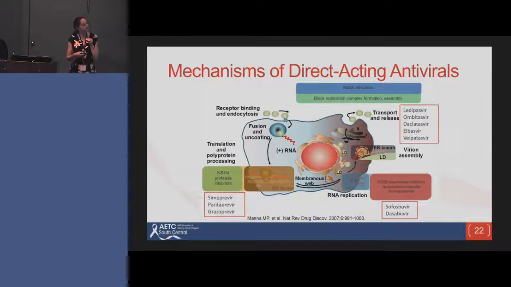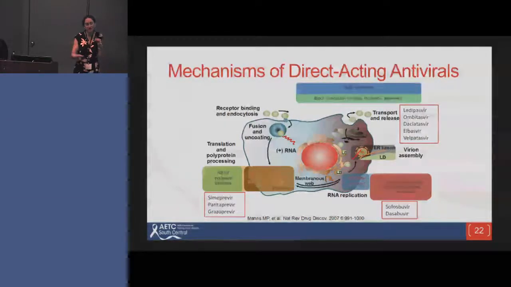So here's a list of the current FDA-approved drugs, along with the different parts of the pathway that they target. Thankfully, they took some lessons from the HIV experience and gave the drugs of the same class similar suffixes, so we can remember them as more and more drugs come out. So the protease inhibitors all end in -previr, protease, previr. That's pretty easy to remember.